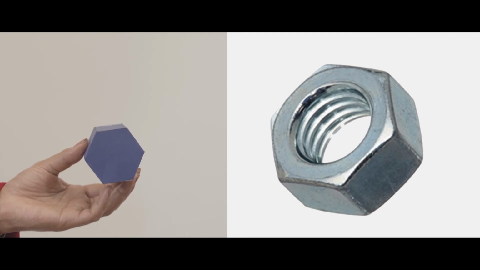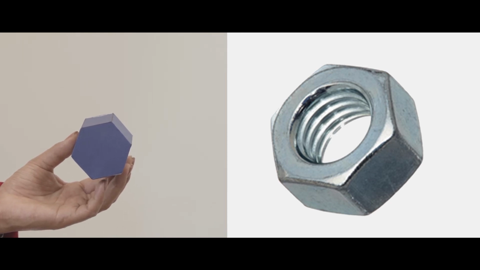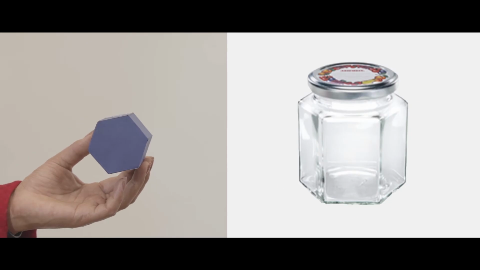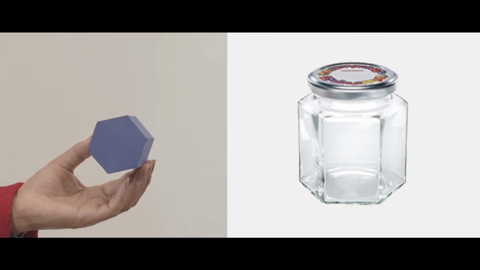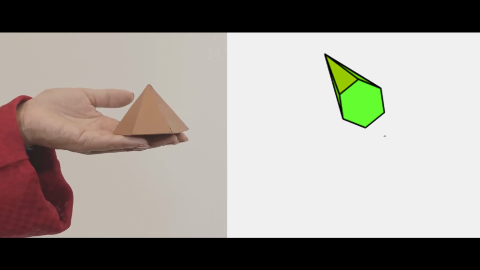Here is a picture of a nut. Have you seen this in your house before? You might have, right? Now this is in the shape of a hexagonal prism. And some of these jars are also in the shape of a hexagonal prism. Now take a look at this shape.